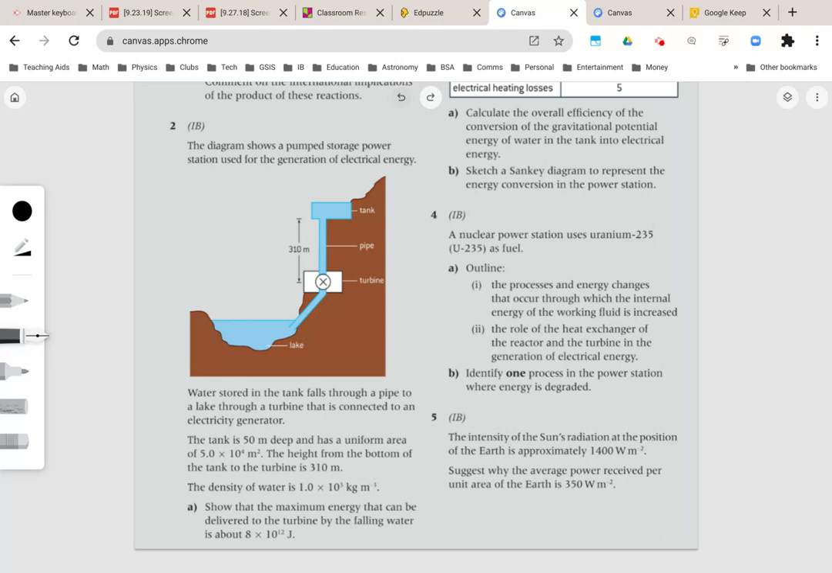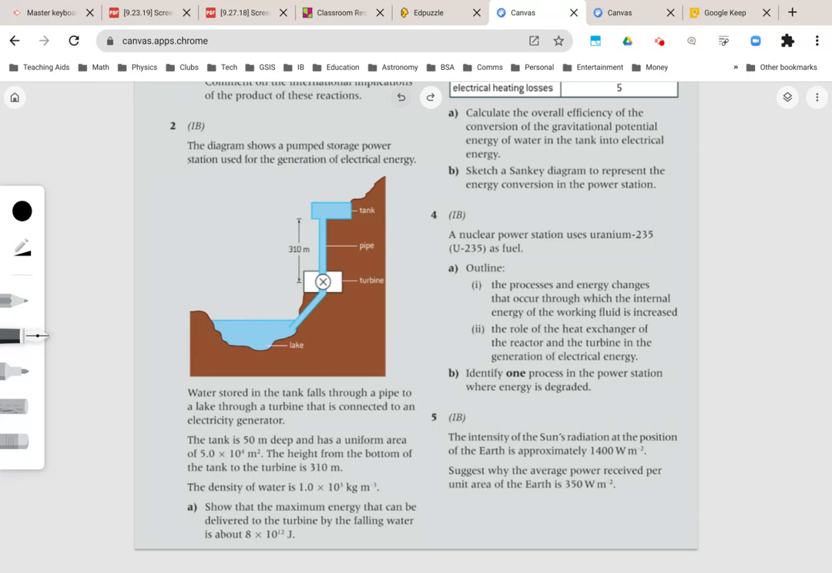Okay, number 2. The diagram shows a pump storage power station used for the generation of electrical energy. Water stored in the tank falls through a pipe to a lake through a turbine that is connected to an electricity generator. The tank is 50 meters deep and has a uniform area of 5 times 10 to the 4th square meters, and the height from the bottom of the tank to the turbine is 310 meters. The density of water is 1,000 kilograms per cubic meter. Show that the maximum energy that can be delivered to the turbine by the falling water is about 8 times 10 to the 12th joules.